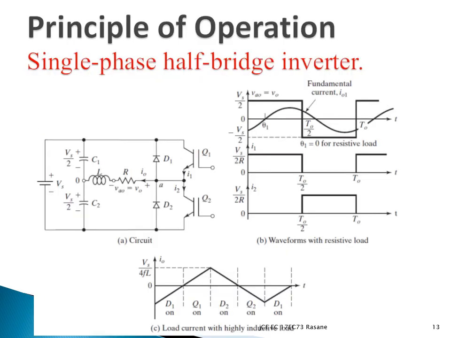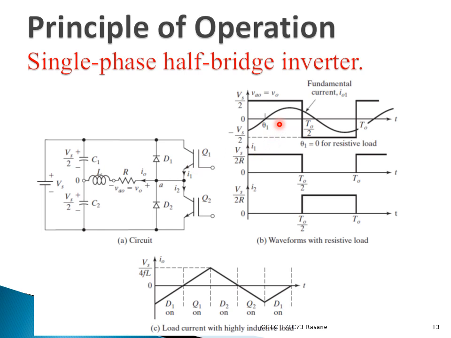Now let us look into the principle of operation. In the first case, let us look into the single phase half bridge inverter. The circuit diagram has a 3-point supply. You can see Vs is connected to two capacitors C1 and C2 in series, and the load is connected to the center of these capacitors. These are the two choppers Q1 and Q2, and D1 and D2 are the freewheeling diodes, which carry the load current when the choppers are not conducting.